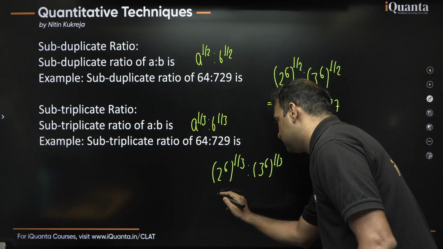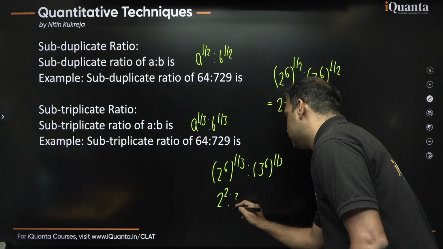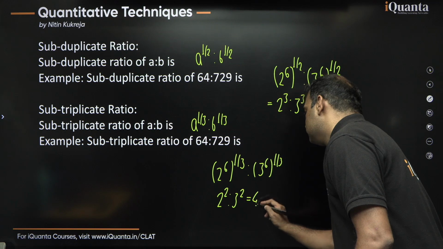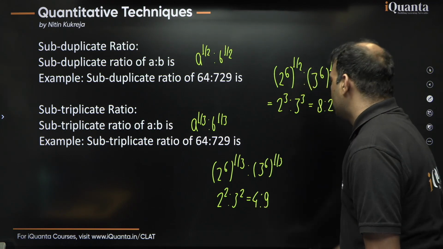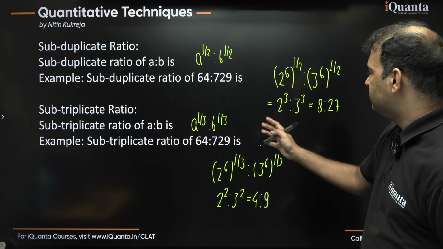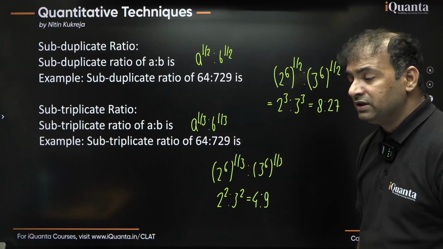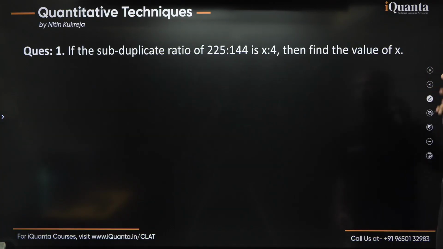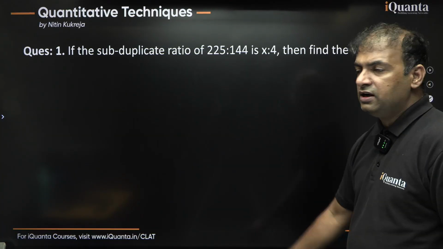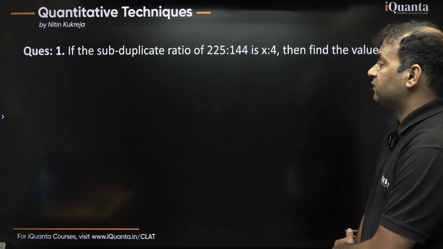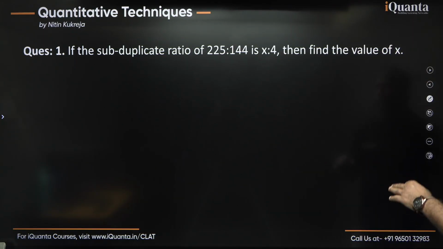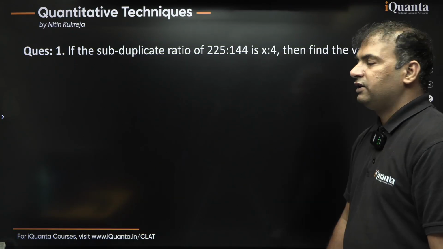Same comes here, it should be 2 square into 3 square, right? 2 square is 4, 3 square is 9. So this is how we can find the subduplicate and subtriplicate ratios of these two examples, right? Now guys, a very simple question based on the subduplicate ratio. The question says that if the subduplicate ratio of 225 is to 144 is x is to 4, then we need to find the value of the x, right?